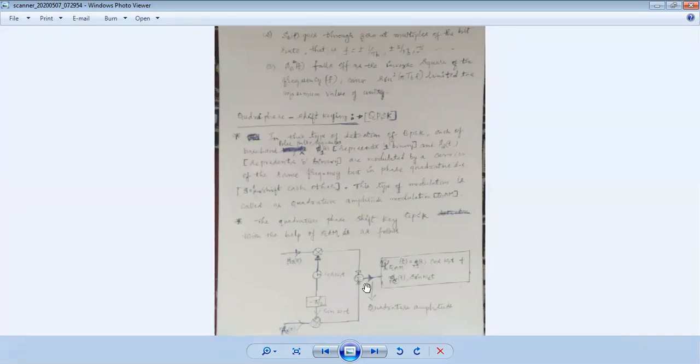And this will add, and we are going to send the signal from the QPSK transmitter by this equation: S1 of t into cos omega ct plus S2 of t into sin omega ct. This is how the equation goes. What is exactly the equation of quadrature phase?